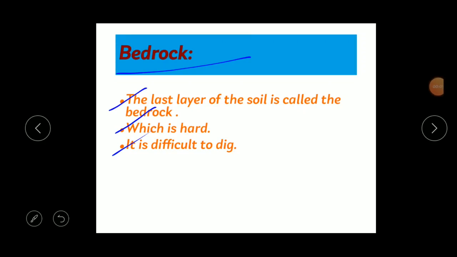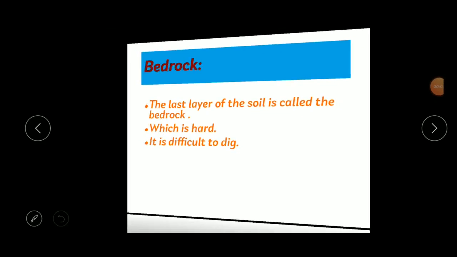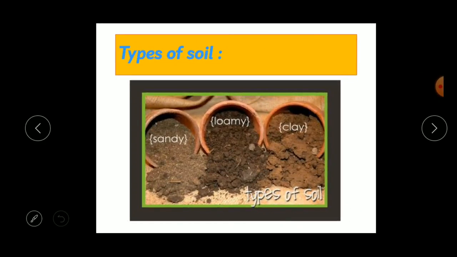Now children, let's move to another topic, that is types of soil. The soil is classified on the basis of the proportion of particles of various sizes. Proportion is nothing but the quantity of particles present, and the size of the particles. So based on these two things, the soil is classified into three types. The first one is sandy soil, second is loamy soil, and third one is clay soil.